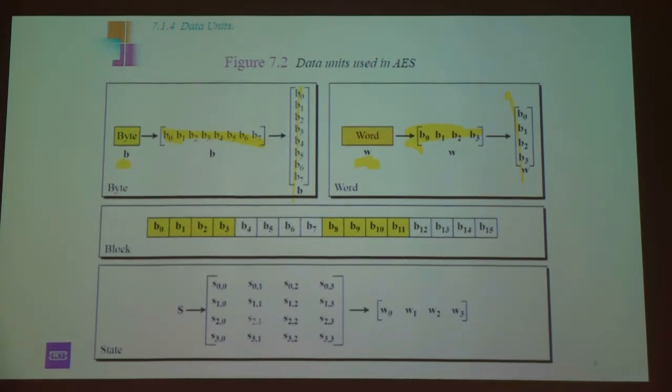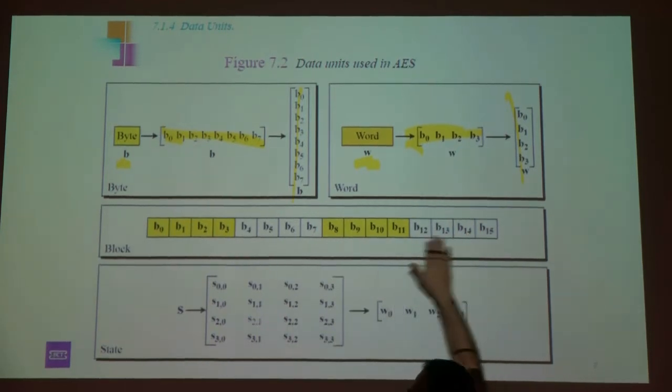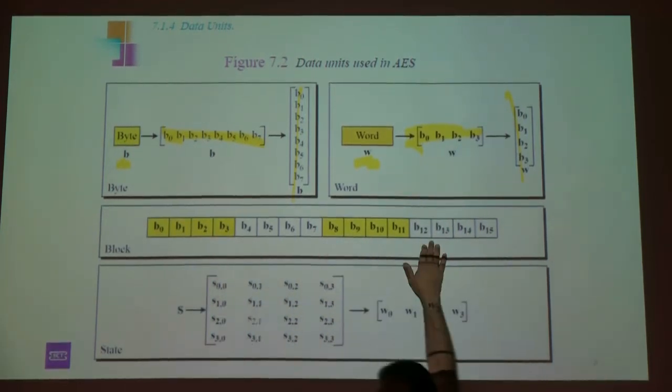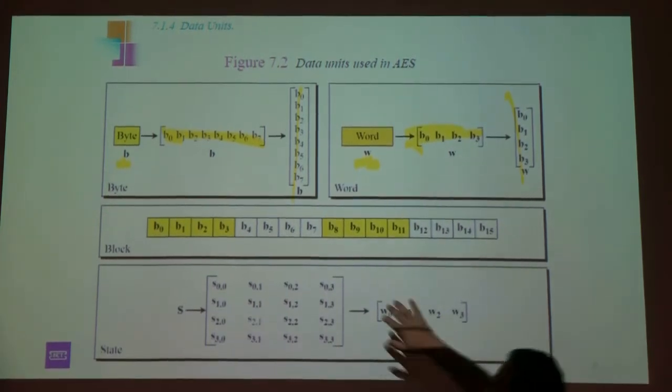It means how many words? 4 plus 4 plus 4 plus 4, which is 16. Sorry, 4 words of 4 bytes each, 16 bytes in total. This is important to look at. So the block is 128 bits, and quite often we make the block into a state.